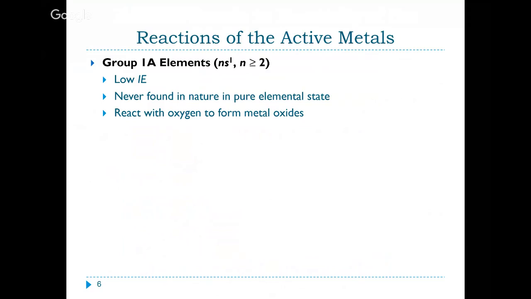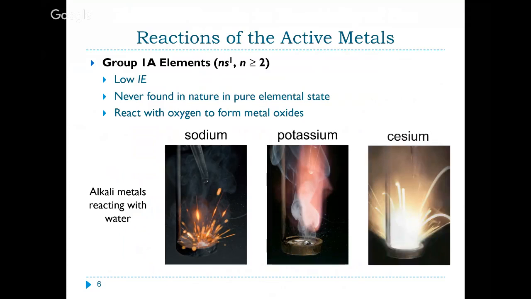And so now we're going to look at the groups and just some general properties of our groups or families in our columns. Group 1A elements have an extremely low ionization energy. They're never found in nature in the pure elemental state, and they react with oxygen to form metal oxides. They are very soft. They're highly reactive to water. So when you store pure sodium or potassium or cesium metal, it has to be stored not underwater, but in oil, mineral oil.